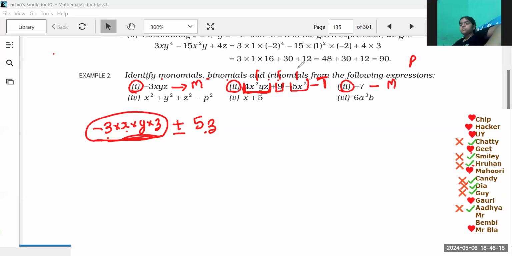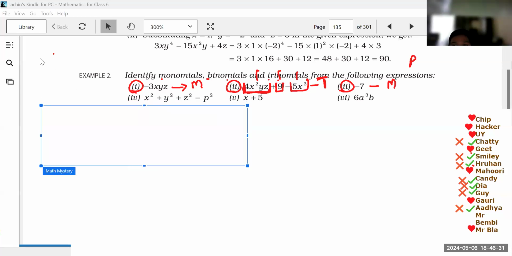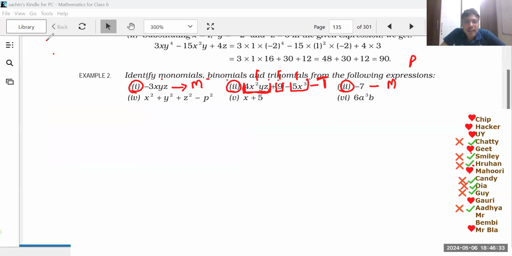But isn't the nomial defined by the number of pluses and minuses? Beta, the individual terms are separated by plus and minus. 4x square yz is a separate term, 9 is a separate term, minus 5x cubed is a separate term. So these are all 3 terms. Next, do the 4th and 5th one.